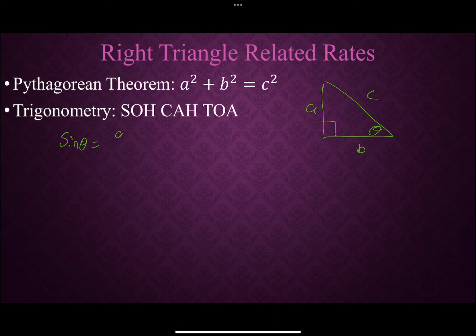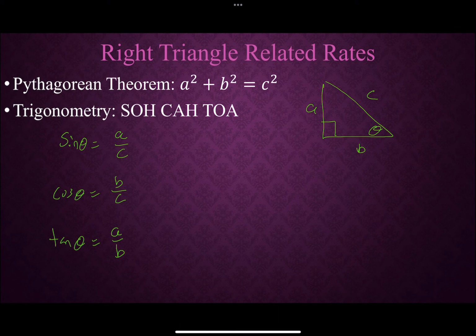So sine theta would be a over c. Cosine theta would be b over c. And then tangent theta would be a over b. So obviously in each one of those scenarios, if both variables are changing, you're going to deal with a quotient rule.